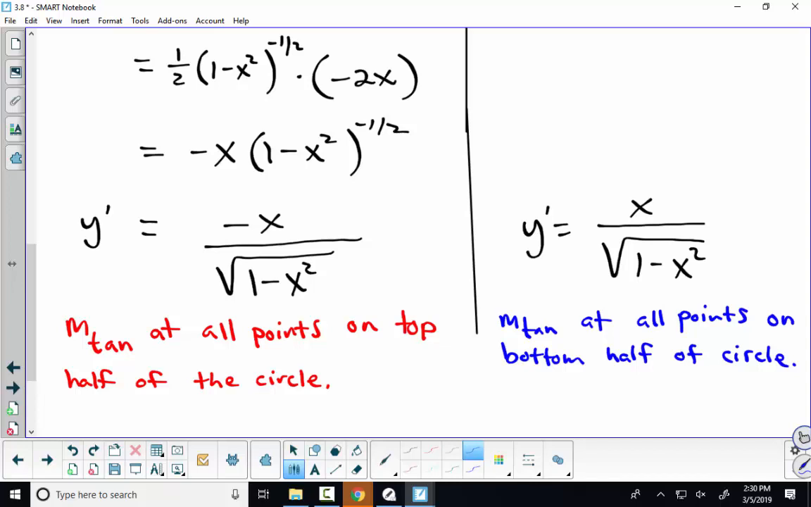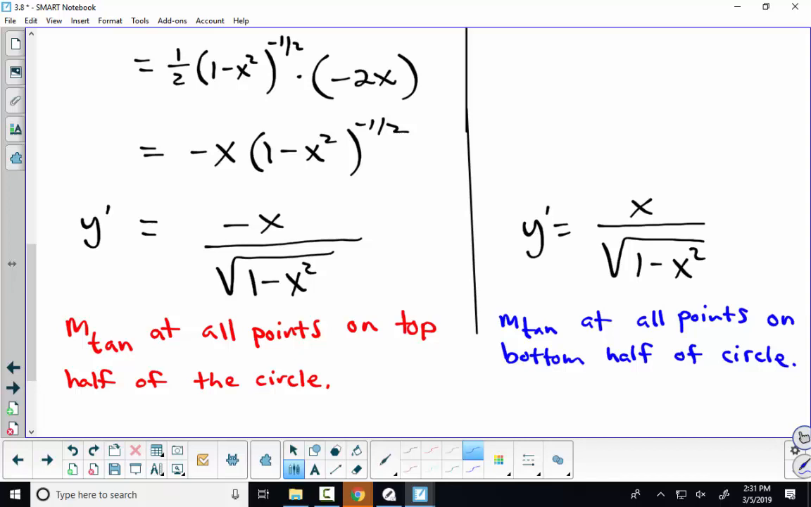The reason we're doing this is because we're also going to look at x squared plus y squared equals 1 and take the derivative implicitly, and then we'll see if the derivatives match from method to method.